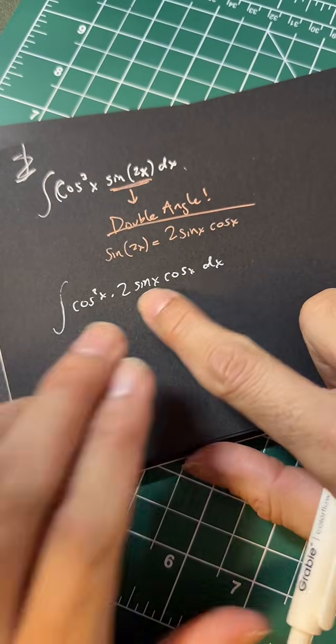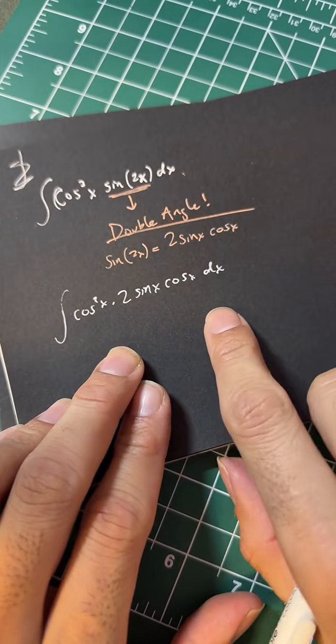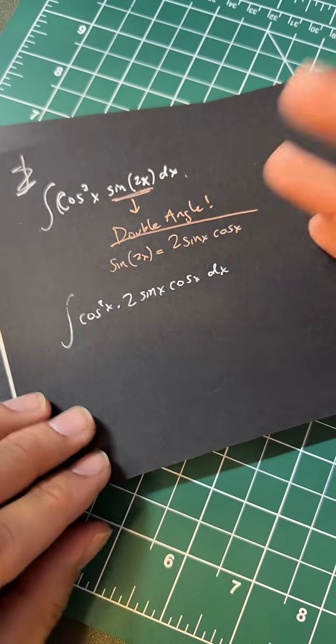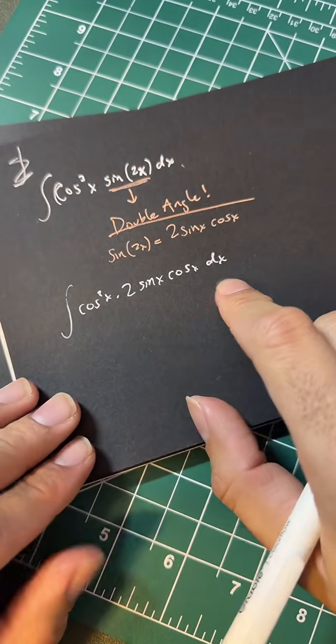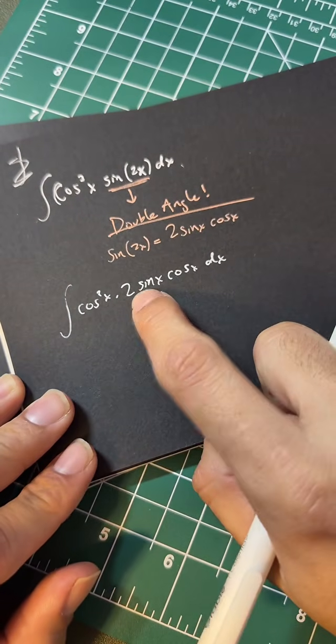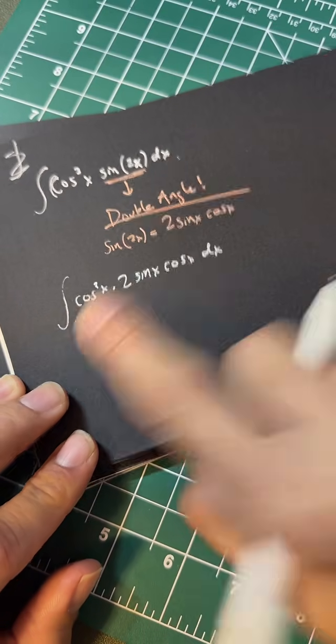Sine x, cosine x, everything now is in terms of x. It's not a 2x. The input value is just x. That's what we want to keep, okay? So from here, what we could do is take out the constant, okay? Factor that out.